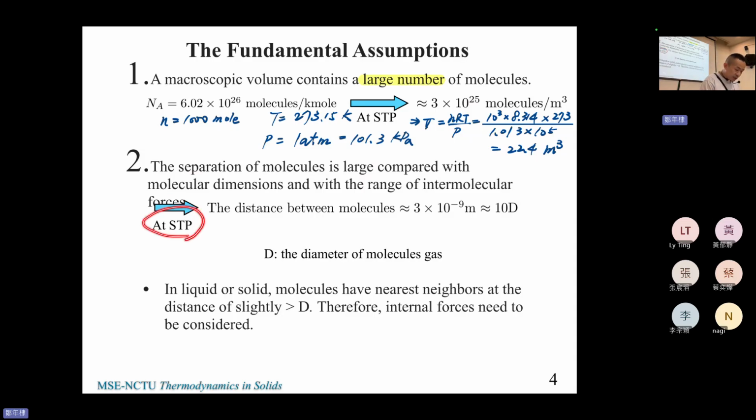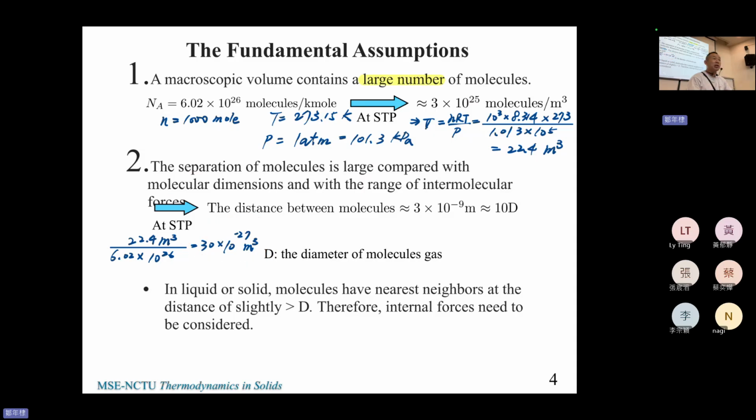At STP, the volume is 22.4 meter cubed, divided by 6.02 times 10 to 26, equal to 30 times 10 to minus 27 meter cubed. This is the average volume occupied by one molecule.